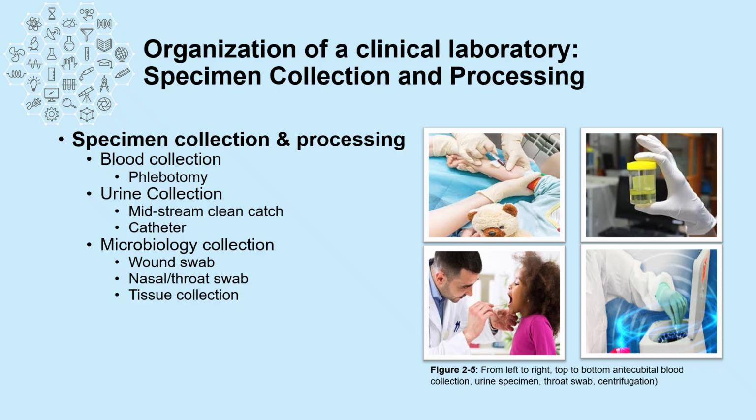So different types of specimens that we can receive in the lab include blood. We receive blood or collect blood through a procedure called phlebotomy. We can receive urine. Urine can be received through just a clean catch or a midstream, that's just urinating in a cup and then collecting the midstream portion of that. If a patient has a catheter, you can collect a sample from a catheter.